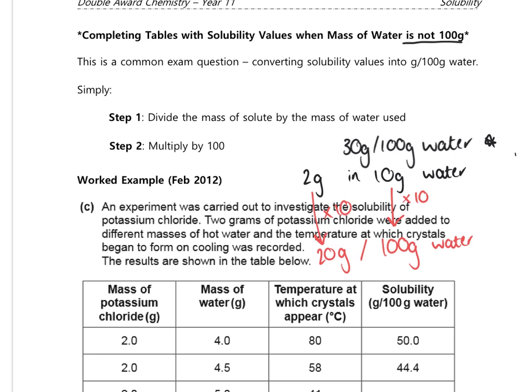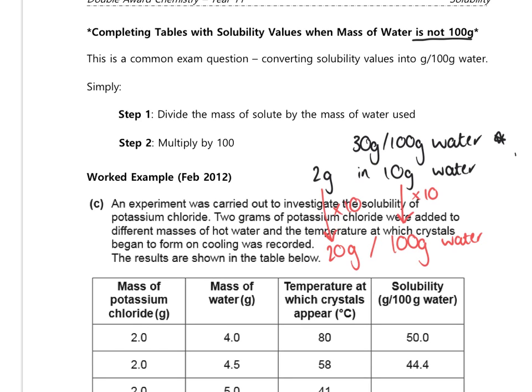The long way round of doing that is dividing by the mass of water that you have, so dividing by 10 in this case because I had 10, and then multiplying by 100 to get the values in 100 grams of water. Either way you do it, it's going to make no difference. You'll get the same answer, because 10 divided by 10 is 1, times 100 is 100. So I have to do the same thing to my mass of solute. 2 divided by 10 is 0.2, times by 100 is 20 grams per 100 grams of water.